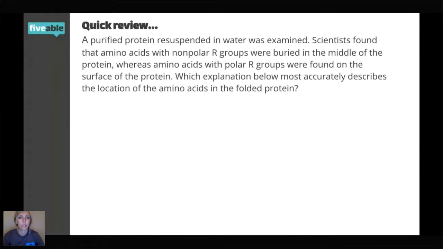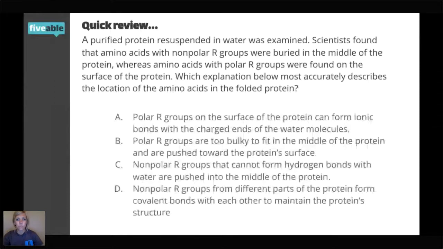Let's get to the answer options here. So this is a multiple choice question. I just wanted to give you guys the stem first. So which explanation most accurately describes the location of the amino acids in the folded protein? A, polar R groups on the surface can form ionic bonds with charged ends on the water molecules. B, polar R groups are too bulky to fit in the middle of the protein and are pushed to the surface. Or C, nonpolar R groups that cannot form hydrogen bonds with water are pushed into the middle. And D, nonpolar R groups from different parts of the protein form covalent bonds with each other to maintain the structure.